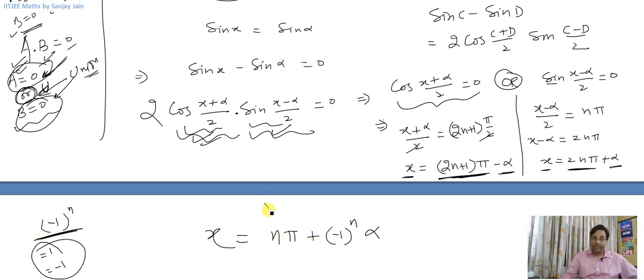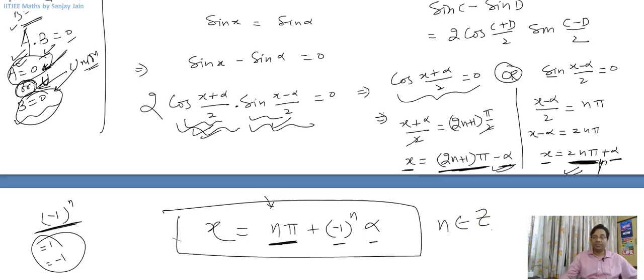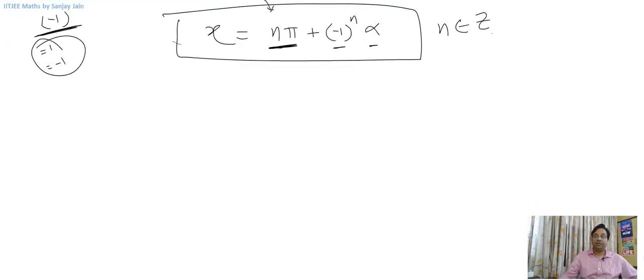Now if you see, if n is even, this will give me an even multiple of pi, and this will give me plus alpha, right? So I have incorporated both these statements in this statement here, which is my solution where n belongs to integers. So this is the general solution for sine x equal to sine of alpha.